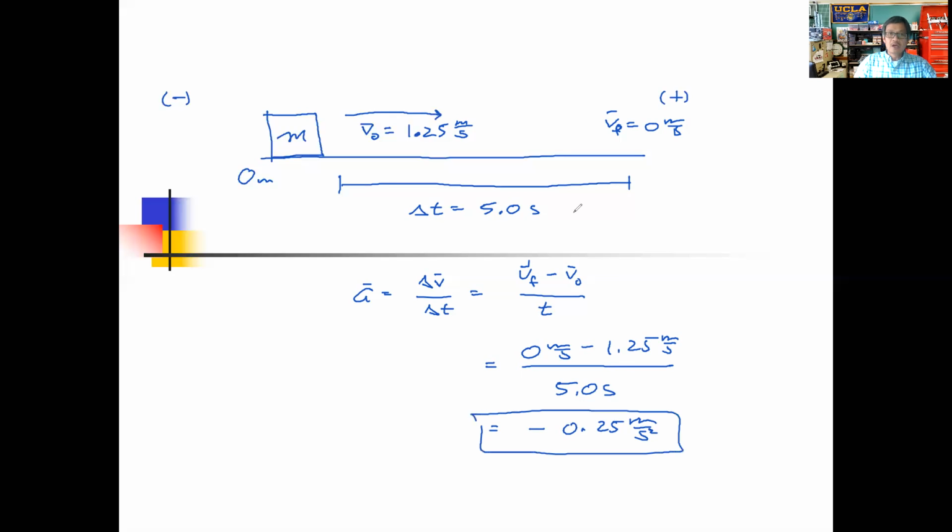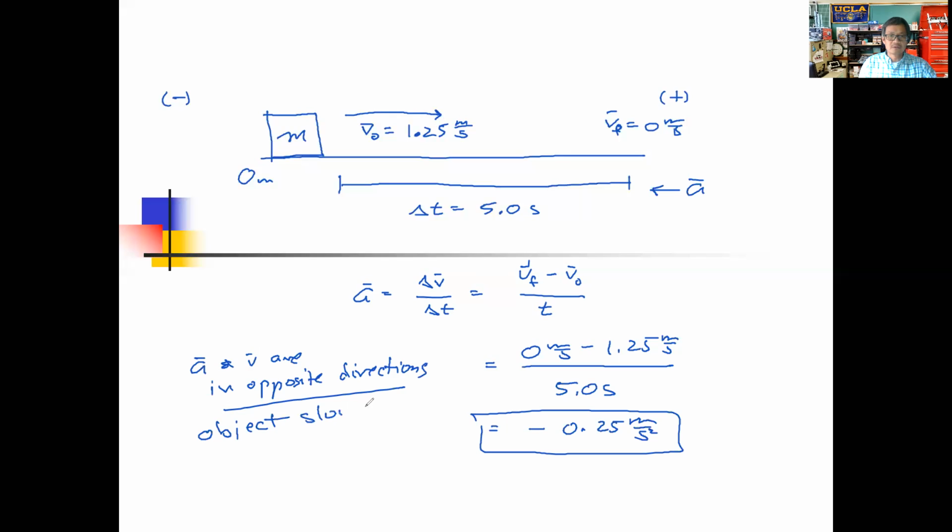So that's our acceleration. That's the answer right there, which means the acceleration is in the opposite direction. The acceleration is negative here, and the velocity here is positive. Since A and V are in opposite directions, they have different signs. Because of that, the object slows down. So that's how the signs here will help us figure out what's happening with this particular object as it's moving.